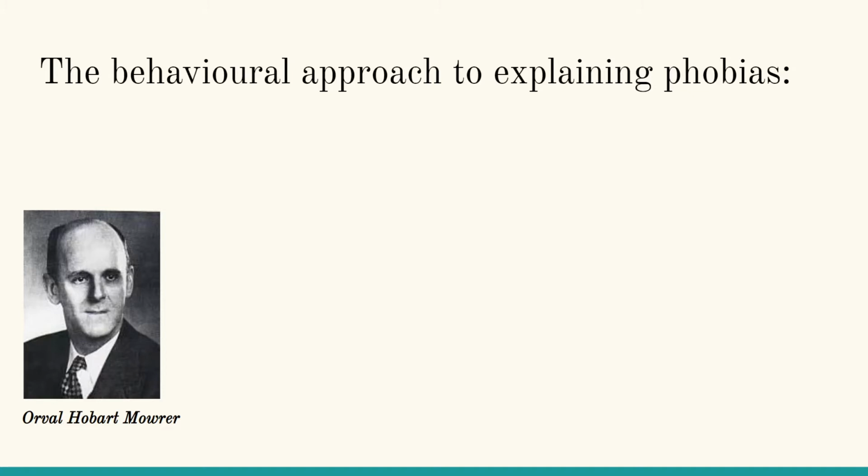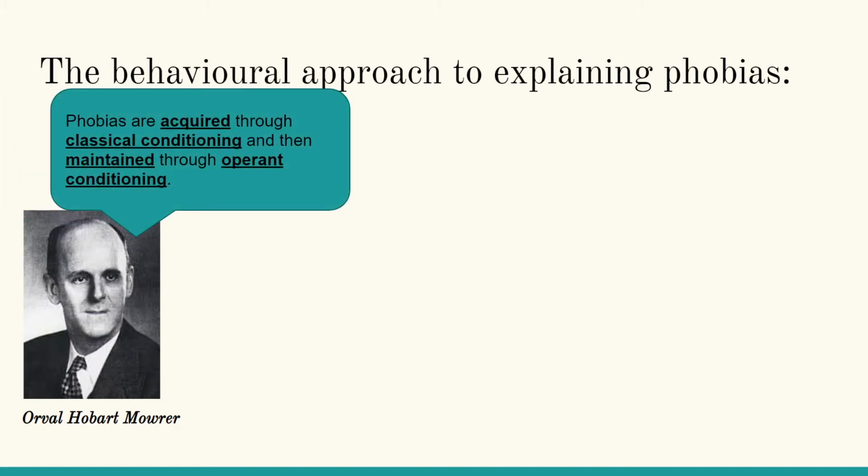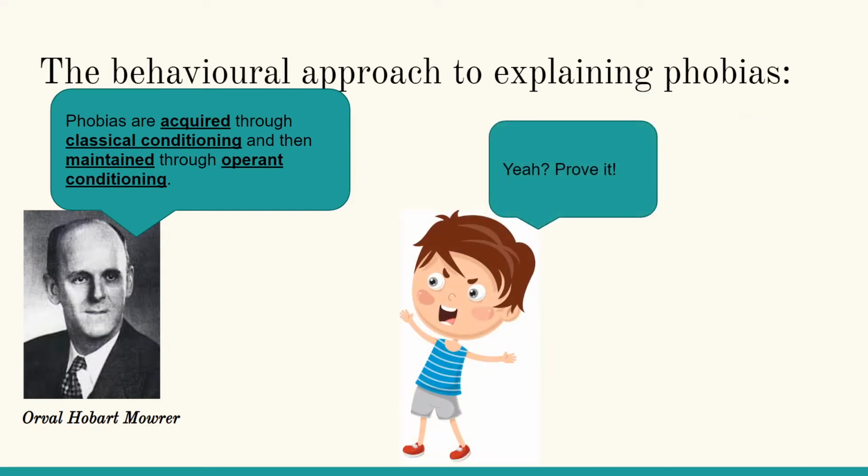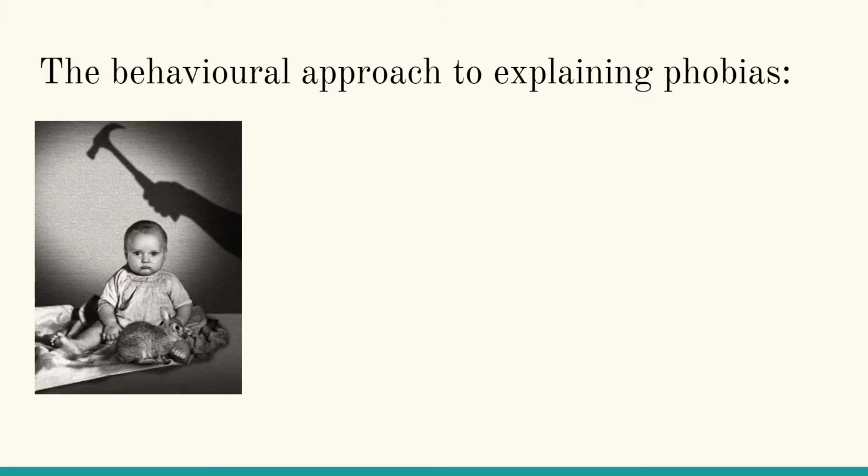The approach used for explaining phobias is the behavioural approach. This man right here, Mowrer, suggested that phobias are acquired through classical conditioning and then maintained through operant conditioning. This is all well and good having a theory, but where is the evidence? Well, here is when Watson and Rayner come to the rescue. In 1920, Watson and Rayner conducted the famous Little Albert experiment. This clearly demonstrated Mowrer's theory, and here is how.